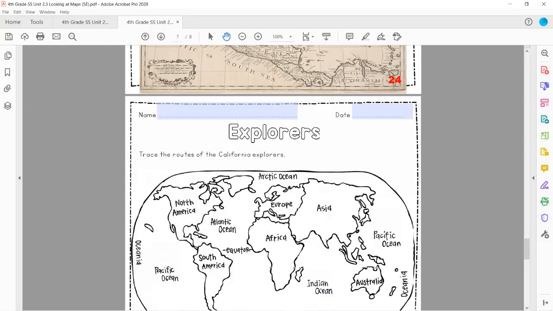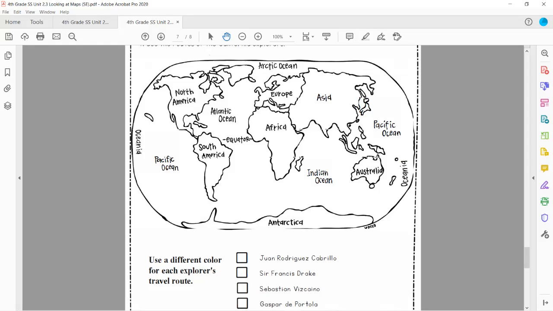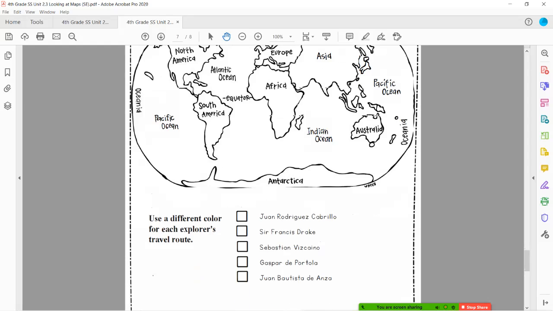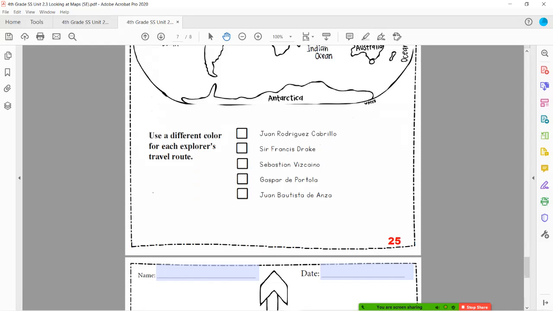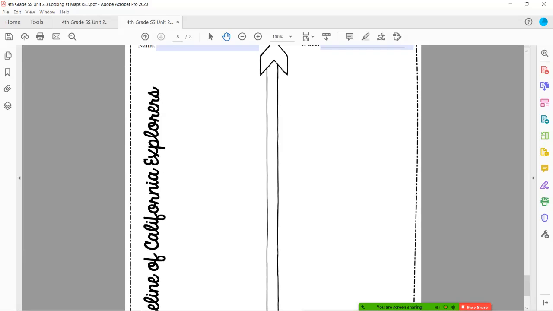Now, once you've completed that, we're going to go on to the explorers and we're going to trace the different routes that they took. So you're going to use a different color, and you'll pick a color for each one of the explorers and use a color pencil or crayon, or you can do it on the computer in different colors to trace the different routes of those explorers. And you're going to create a timeline for California explorers.